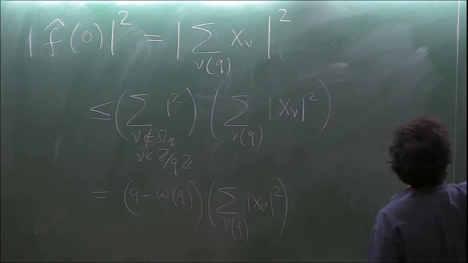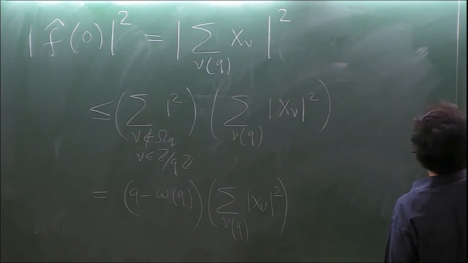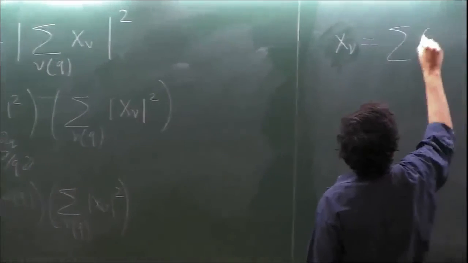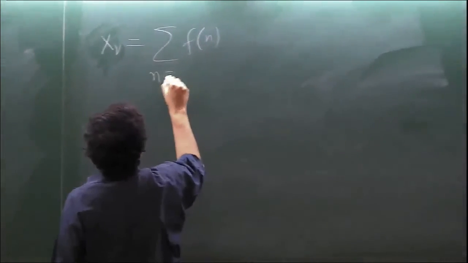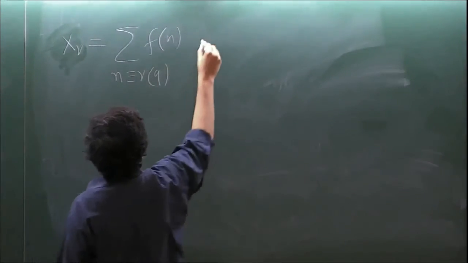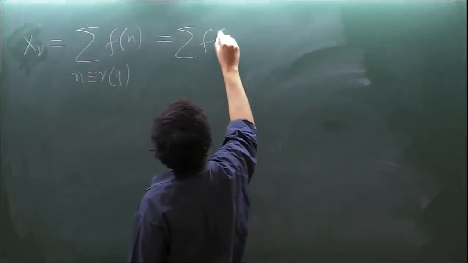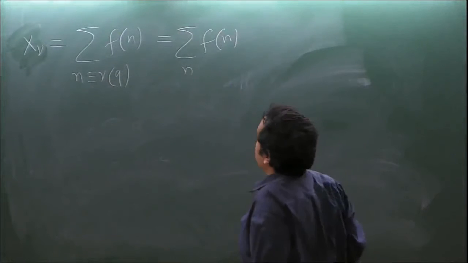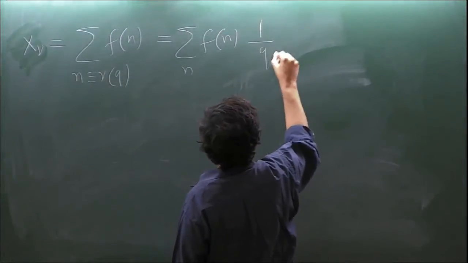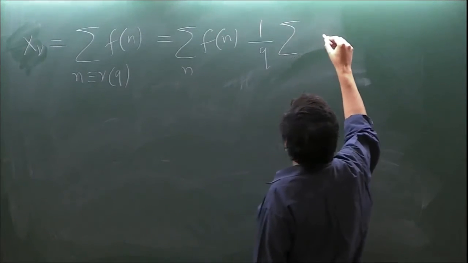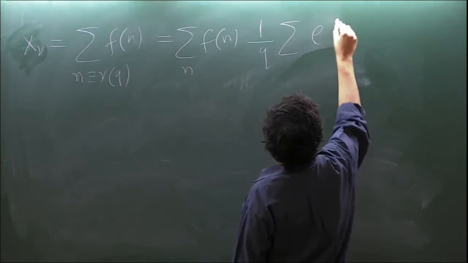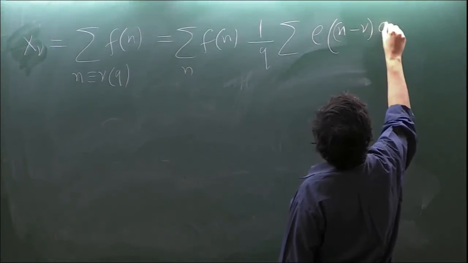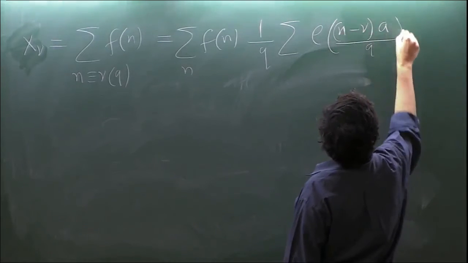So what is this sum? Okay, so let's start with x nu. So this is the sum of f(n), n congruent to nu mod q. This you can write as a sum over all n, and then you capture this arithmetic progression by an additive character. So this is 1 by q, sum of e of (n minus nu) into, let's say, a by q, a mod q.